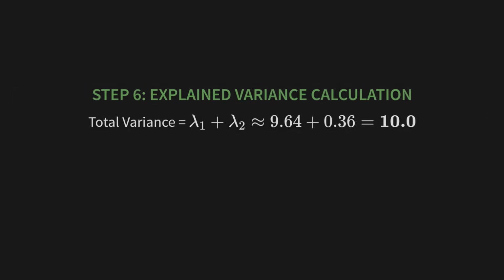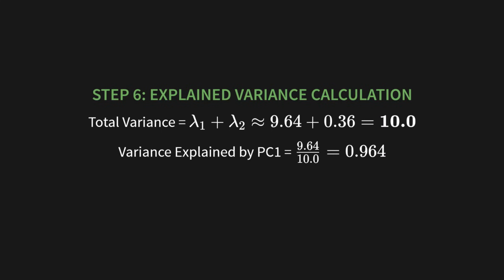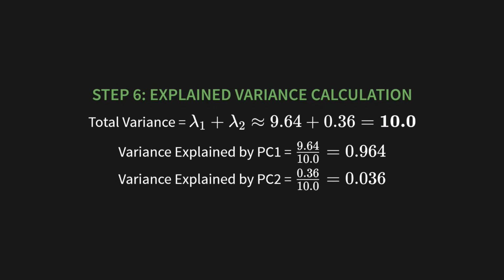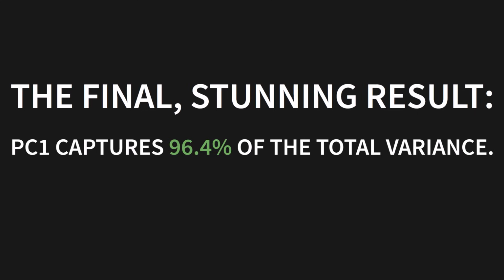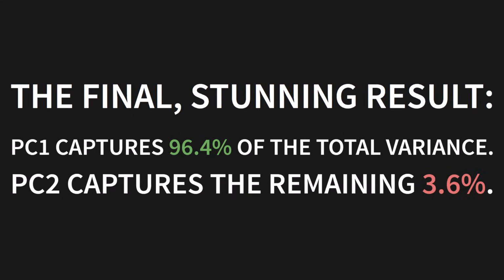Let's do the calculation. The total variance is just lambda 1 plus lambda 2, 9.64 plus 0.36, which is a nice clean 10.0. So the variance explained by PC1 is 9.64 divided by 10.0, which is 0.964. The variance explained by PC2 is 0.36 divided by 10.0, which is 0.036. And here is the final stunning result. PC1 captures 96.4% of the total variance. PC2 captures the remaining 3.6%. The recipe is complete.